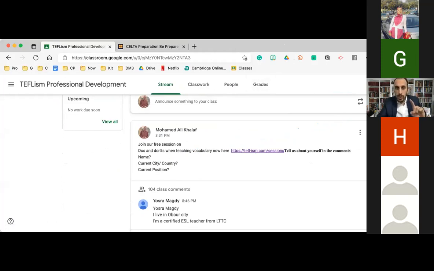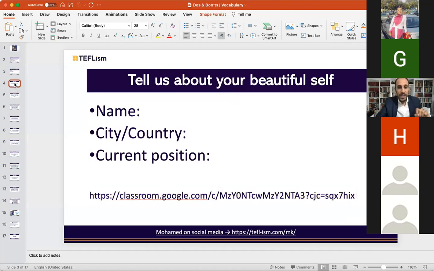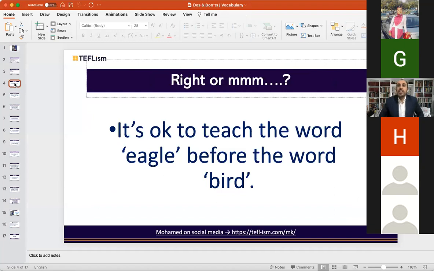Let's move on to the second item on our agenda today. Do's and don'ts when teaching vocabulary. The first point with us today is: it is okay to teach the word eagle before the word bird. Right or wrong? Sometimes it's just right, or is there something better than that?